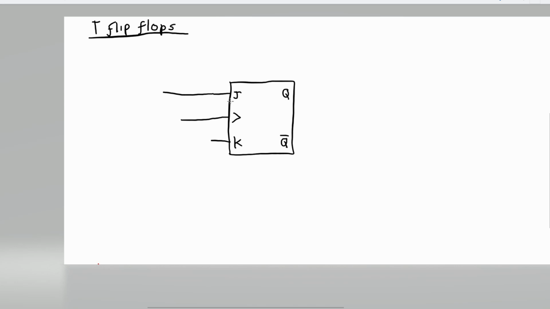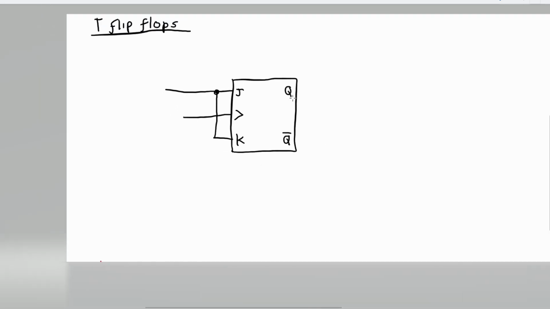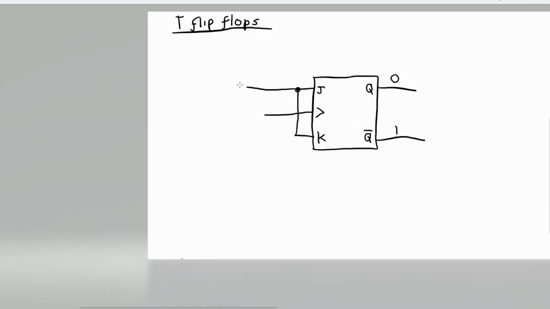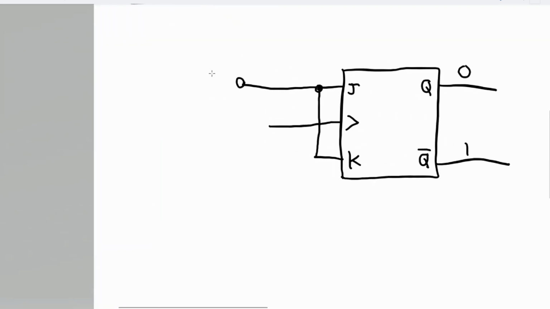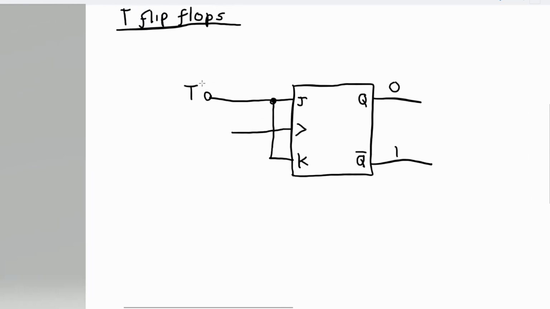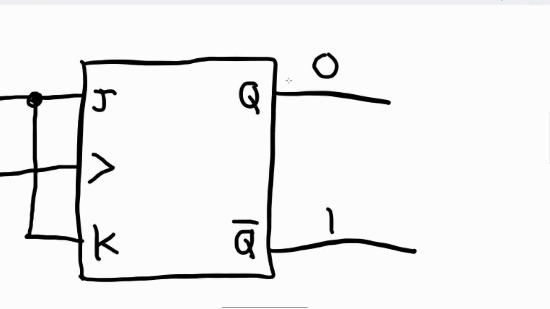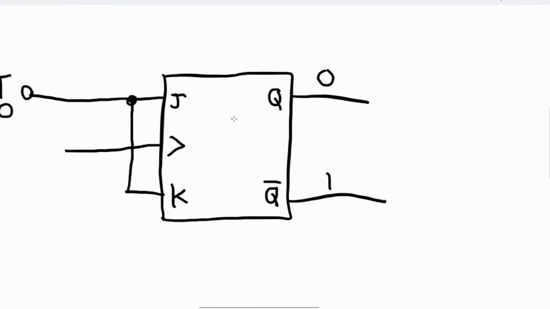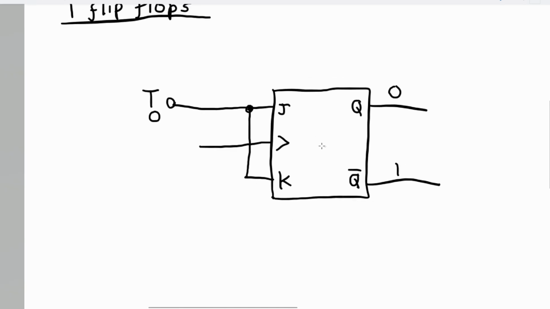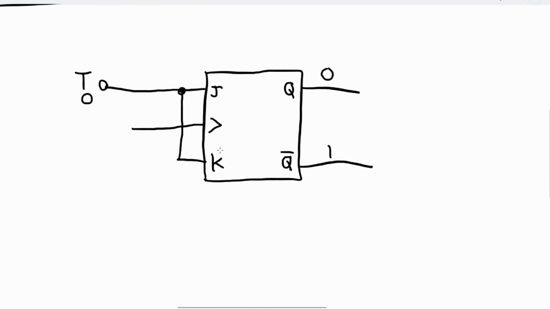And your inputs are connected together like this. And this has the effect of, let's say your Q bar is 1. And this is your input T. Because if T is 0, all it's going to do is hold whatever's in this value, because don't forget there's an SR latch in here. And it's not going to do anything if T is 0, because J and K are 0. So it's just going to stay the same.